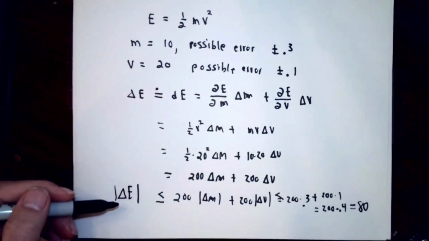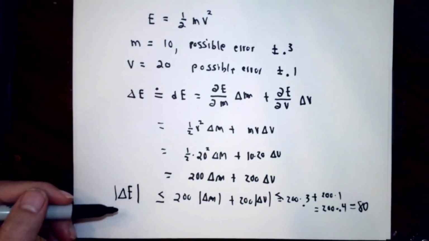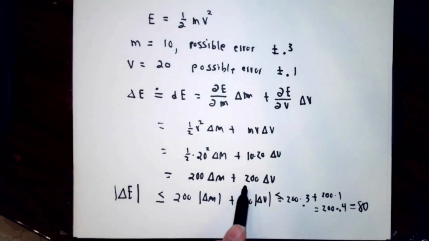The absolute value of the change in energy is no bigger than the absolute value of this plus the absolute value of that. 200's a positive constant, so I can pull that out. The absolute value of delta m is no more than 0.3, and absolute delta v is no more than 0.1. So the change in energy has an absolute value which is no bigger than 200 times 0.4, which is 80 joules, if I'm using kilograms and meters per second.